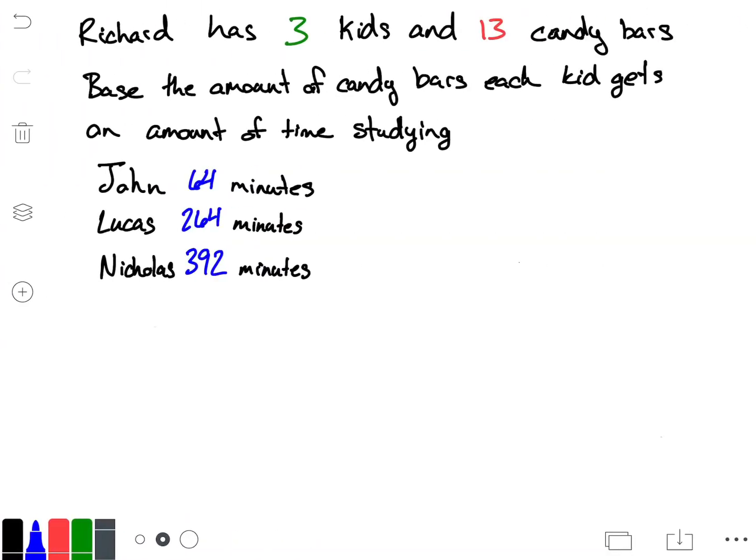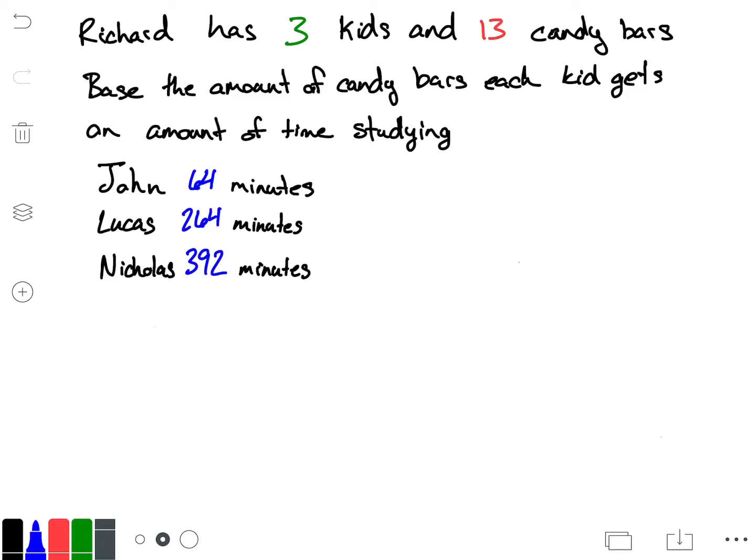So let's take a look at this example. Richard has 3 kids and 13 candy bars, and he wants to base the amount of candy bars each kid gets on the amount of time that they spent studying. So John spent 64 minutes studying, Lucas spent 264, and Nicholas spent 392 minutes studying this week.